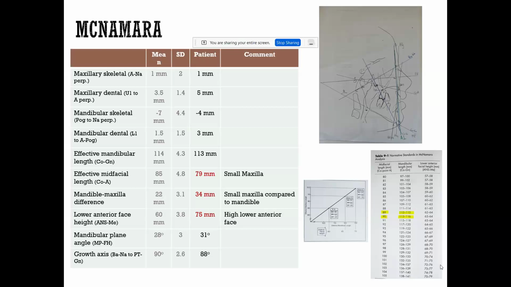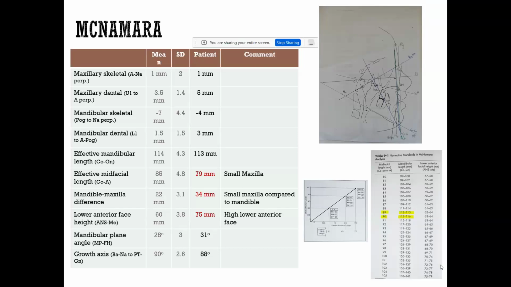Okay, so it's the other way around because the effective mid-facial is 79, and our effective mandible is 113. We can say that the mandible is bigger than the maxilla. That's why we also have a big difference between mandible and maxilla, 34 millimeters. And also what we can see here is that we have a high lower anterior facial height.